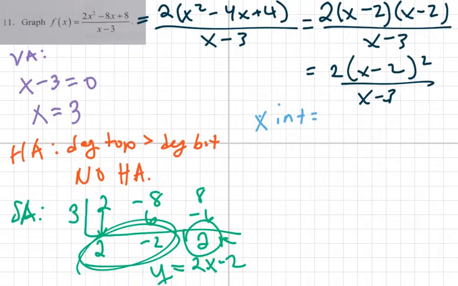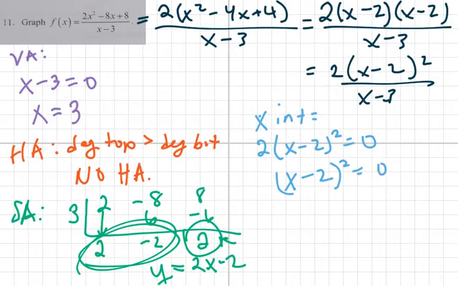The x-intercept is when the numerator is set equal to 0. Remember, I factored that in the beginning, so I can just take 2 times (x minus 2) squared equals 0 and solve that. I'm going to divide both sides by 2, which just gives me (x minus 2) squared equals 0. Take the square root of both sides, which gives me x minus 2 equals 0, because the square root of 0 is just 0. And so I get that my x-intercept is x equals 2.